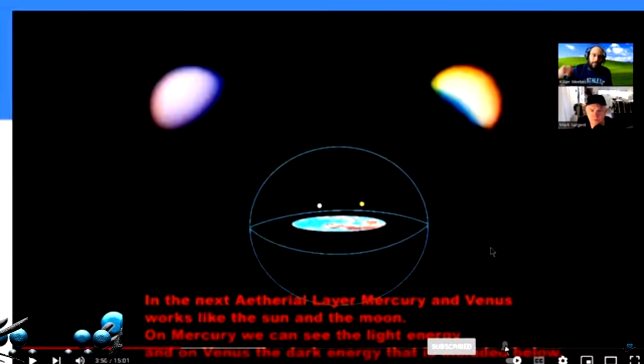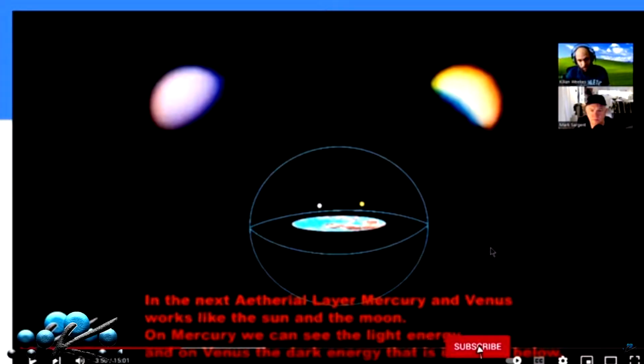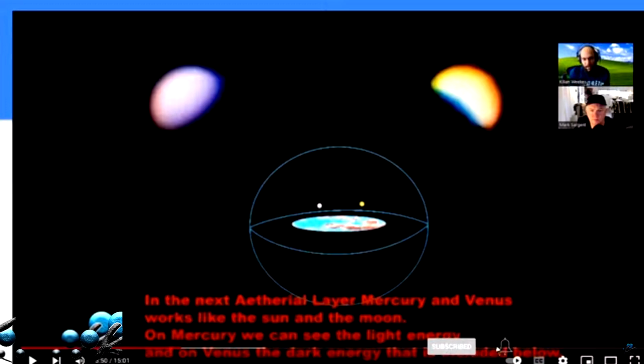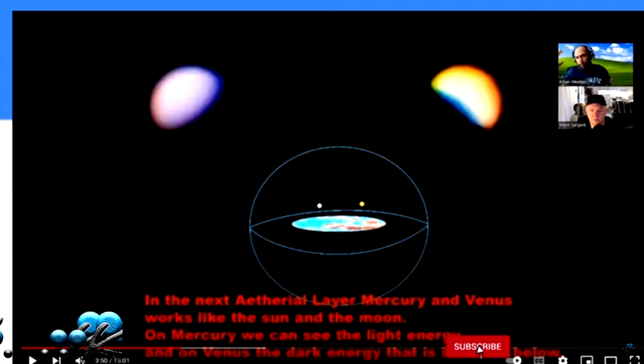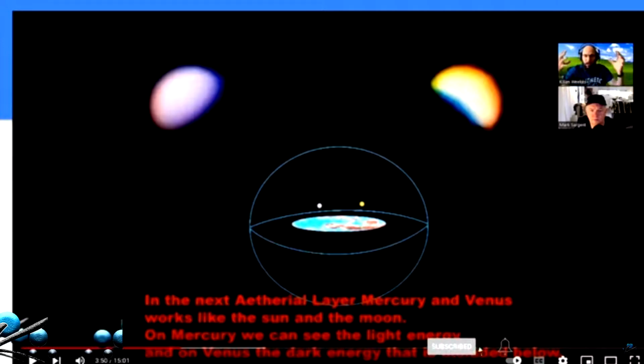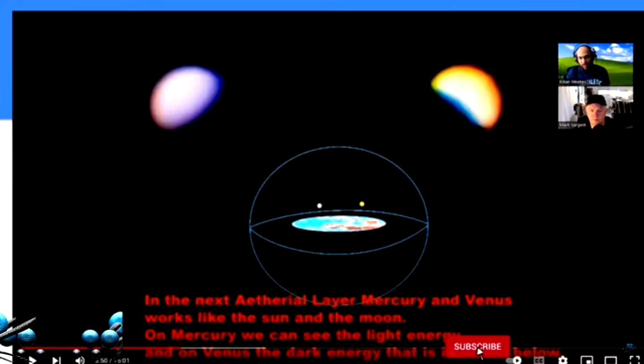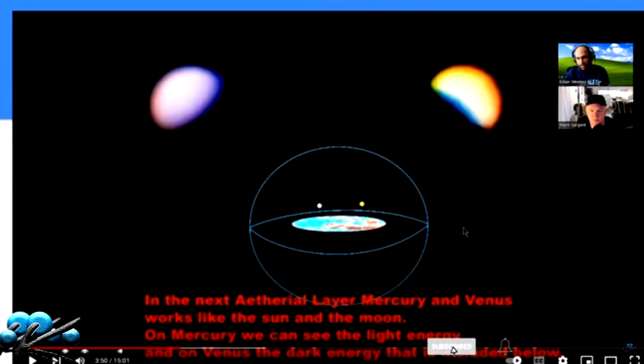The next up being the second heaven, the second firmament, the ethereal layer, Mercury and Venus. Men are for Mars, Mercury for Venus. Two halves create one whole. Works like the sun and the moon. On Mercury, we see the light energy, and on Venus, we see the dark energy that is included below.